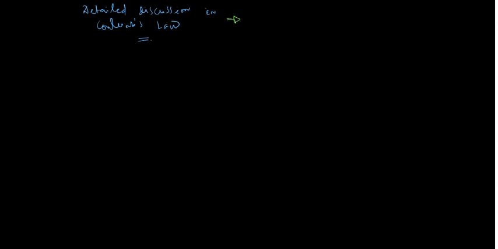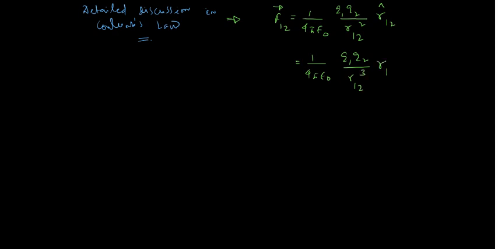Okay, so as we have already written, the F12 vector is equal to 1 by 4 pi epsilon naught q1 q2 by r12 square r12 cap, or I have written 1 by 4 pi epsilon naught q1 q2 by r12 cube into r12 vector. So these are the two forms that I told you already, and on the basis of these two forms I will discuss a few important points.